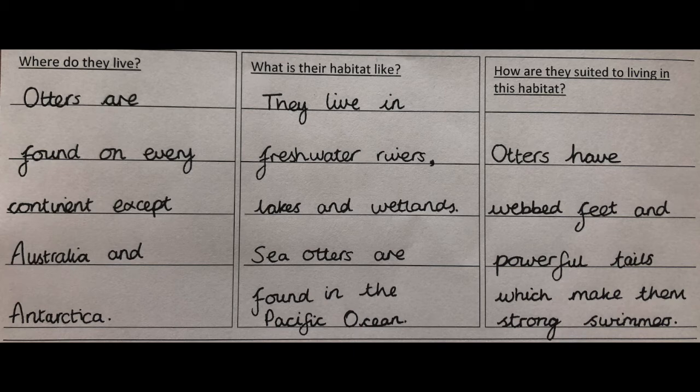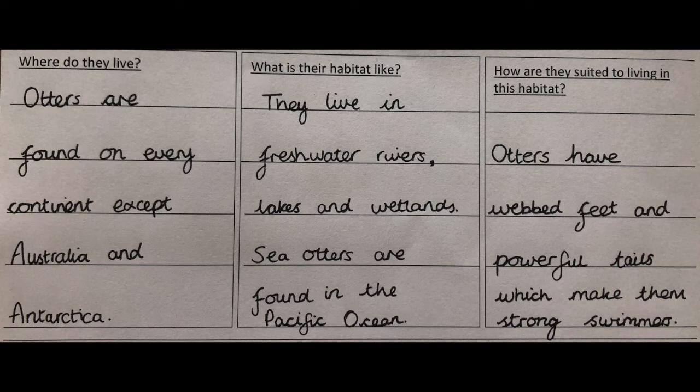So where do they live? I've written, otters are found on every continent except Australia and Antarctica. The next question was, what is their habitat like? And I found out they live in freshwater rivers, lakes and wetlands. Sea otters are found in the Pacific Ocean. The next question is, how are they suited to living in this habitat?